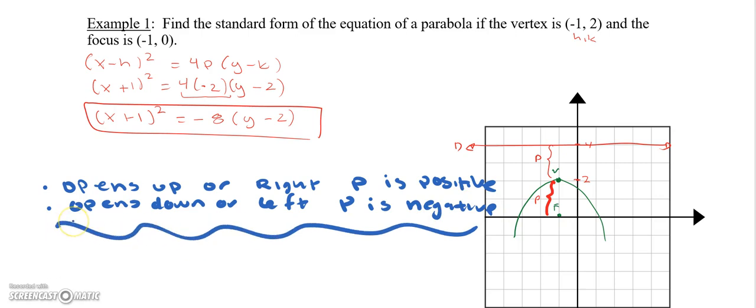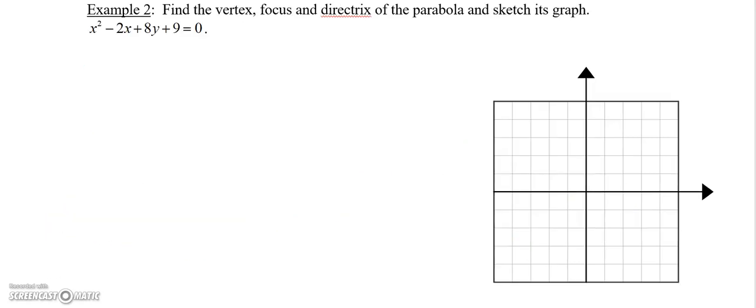Okay, so let's move on to example 2. In example 2, I'm asked to find the vertex, the focus, and the directrix of the parabola, and then sketch its graph. So in order to find all of these things, I need to first put it into standard form.